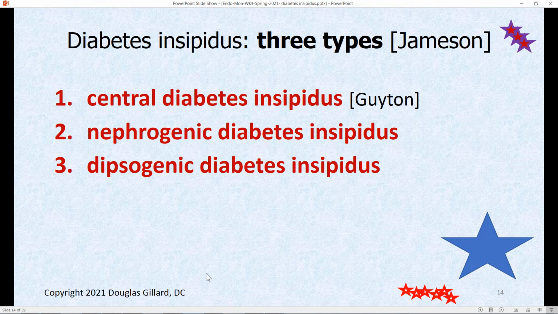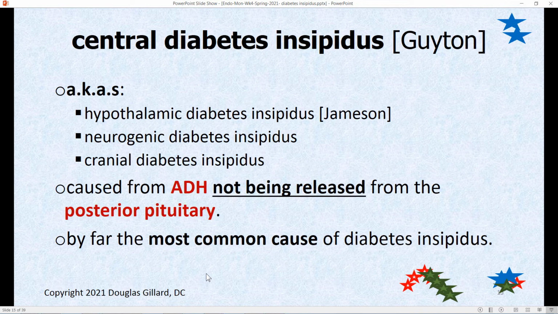All right, so what's the cause of this diabetes? How come the ADH isn't doing its job? There's 3 types of diabetes insipidus. There's central diabetes insipidus, nephrogenic diabetes insipidus, and a rare one, some authors don't even include it, but dipsogenic diabetes insipidus. So let's talk about them.